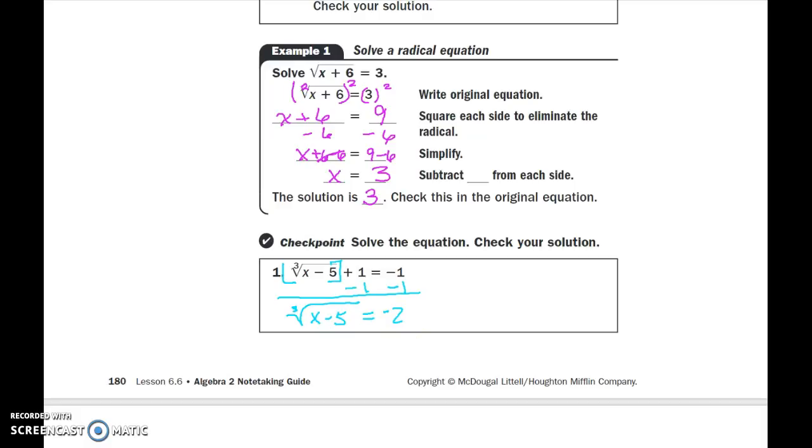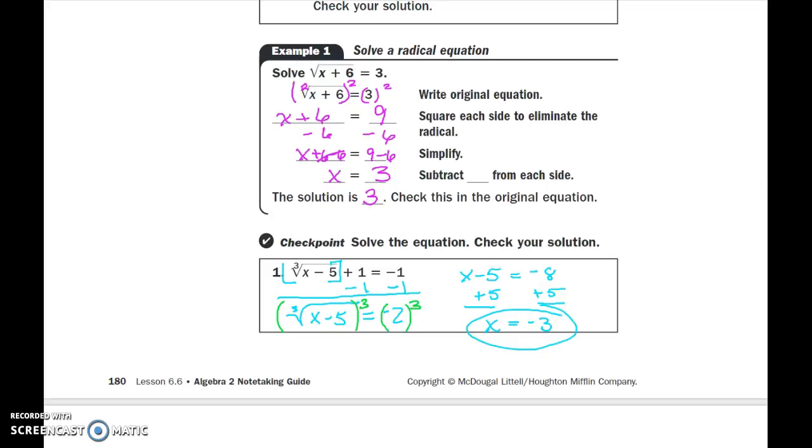Okay, and so now that I have that, I want to use my inverse to uncube this. So the inverse of cube root is to cube, which then gives me on the left x minus 5. And when I cube negative 2, I get negative 8. So my last step is to add 5 to both sides, which gives me x equals negative 3. And that is my solution.